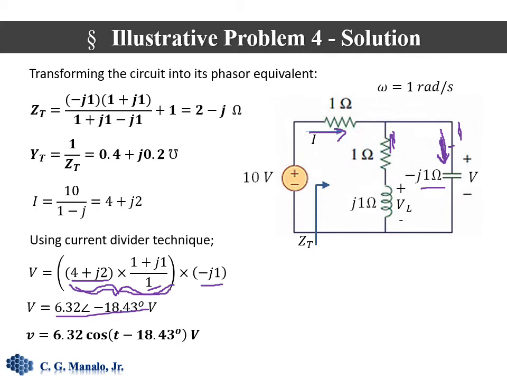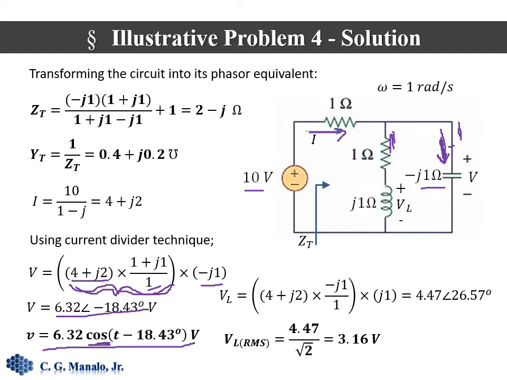So from this, we could now extract our time domain solution, which is simply this one. We use the cosine because the source that we use has a cosine function. So we made that cosine function of the source our reference. When we turn back to the time domain form of the solution, we should use that reference function.